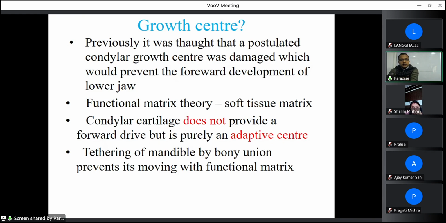So what is the age limit where you can consider whether it is a pediatric patient or an adult? If the patient's age is less than 12 years, we consider it a pediatric patient. We don't do any surgery. If the patient is more than 12 years, then we treat them as an adult patient.